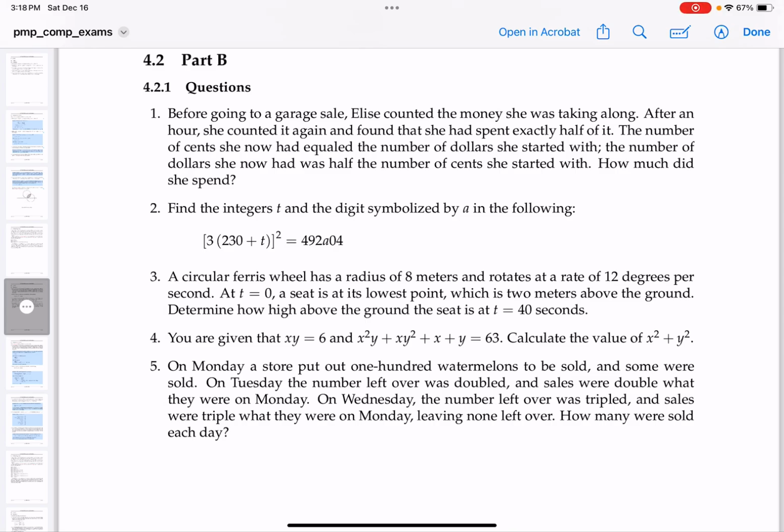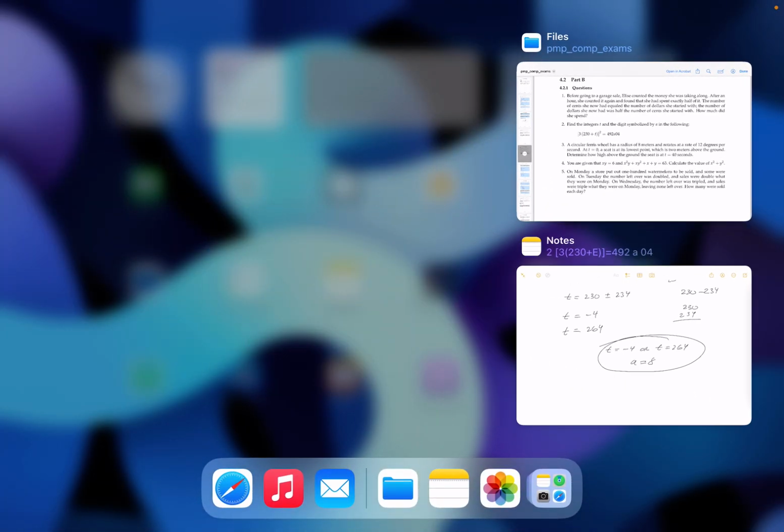Okay, on problem number 3, it says a circular Ferris wheel has a radius of 8 meters and rotates at a rate of 12 degrees per second. At t equals 0, a seat is at its lowest point, which is 2 meters above the ground. Determine how high above the ground the seat is at t equals 40 seconds. It's a lot to digest. I'm going to draw a picture and go to the whiteboard to do so.